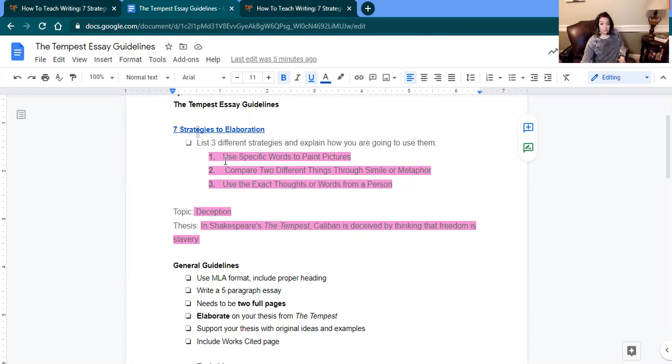The first one I chose is to use specific words to paint pictures. So in my essay, I'm choosing to use imagery. I'm going to compare 2 different things through simile or metaphor. And then I'm going to use the exact thoughts or words from a person. I'm going to use direct quotes.